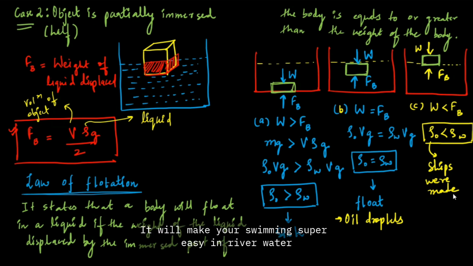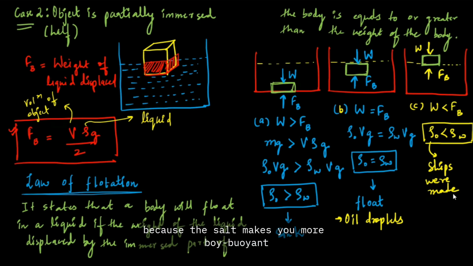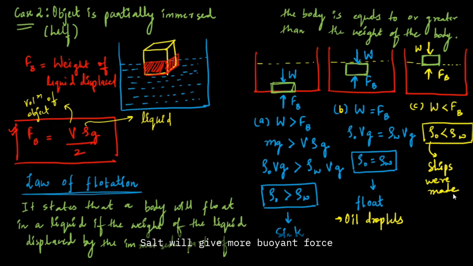It will make your swimming super easy in river water. Wait, isn't swimming in sea water easier, sir? Because the salt makes you more buoyant. Yes, salt gives more buoyant force, but it will help you learn swimming quicker. This will help you easily deal with river water, where there are no such waves or other rotation of water molecules.